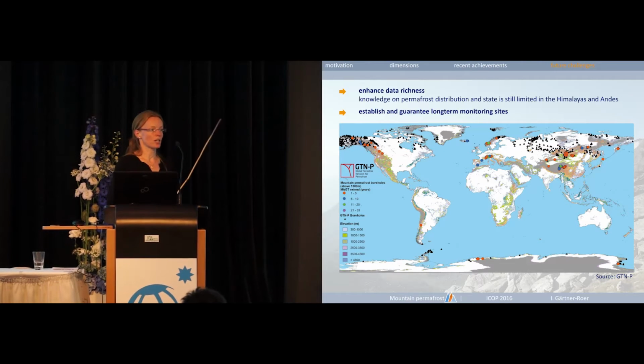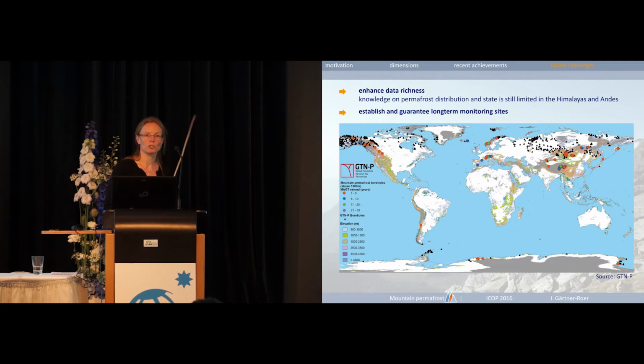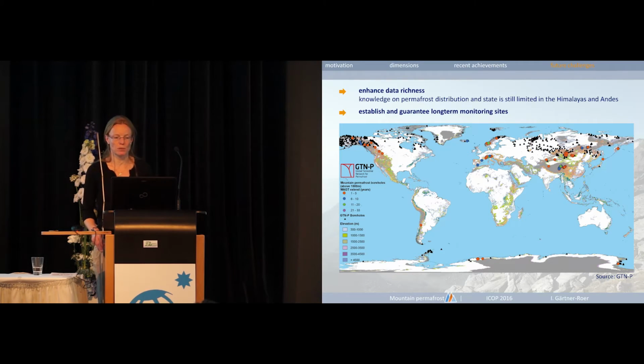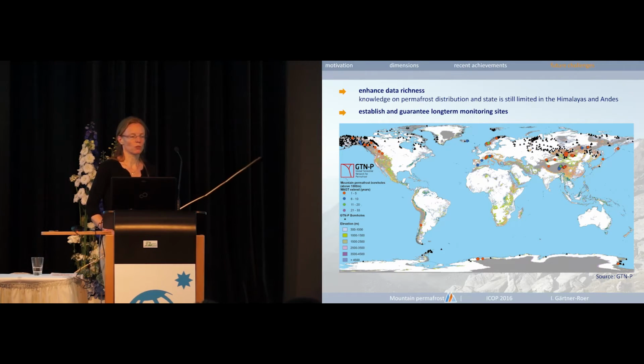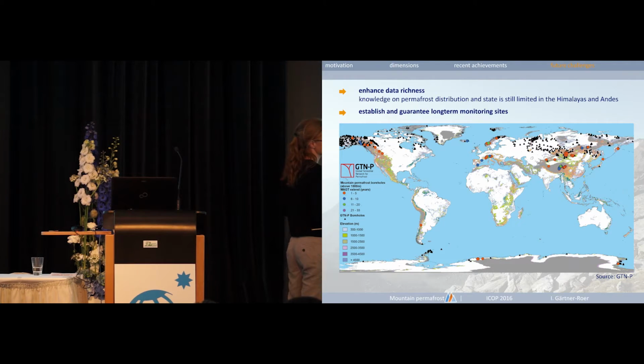So what are the future challenges then? So I think one point, we saw a lot of data now which is concentrated in the Alps, and we know that there are areas in Scandinavia that also have quite good data series and long-term monitoring series. But as we see here from the GTNP sketch, we have some lack of data in some of the mountain regions, especially the Andes and also the Himalayas.